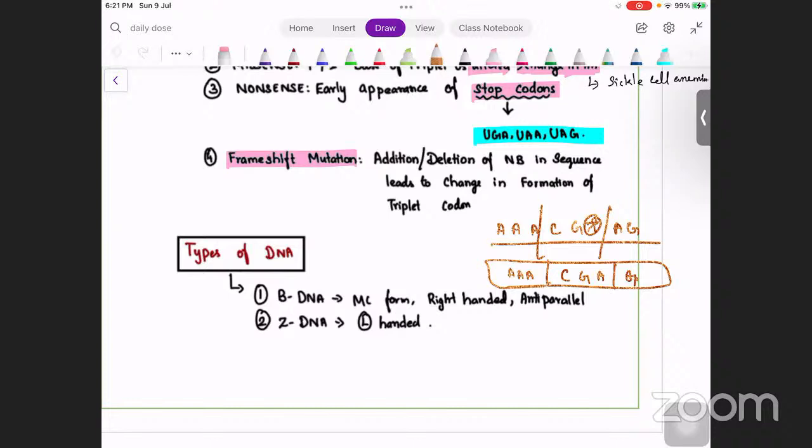Apart from that, there are types of DNA. The most common form is B-DNA, which is right-handed and antiparallel. What Watson and Crick had made was B-DNA, while Z-DNA is a left-handed DNA. And there is mitochondrial DNA, which contributes 1% of your total DNA. Very, very important. 1% of DNA is mitochondrial DNA. You should not miss it.